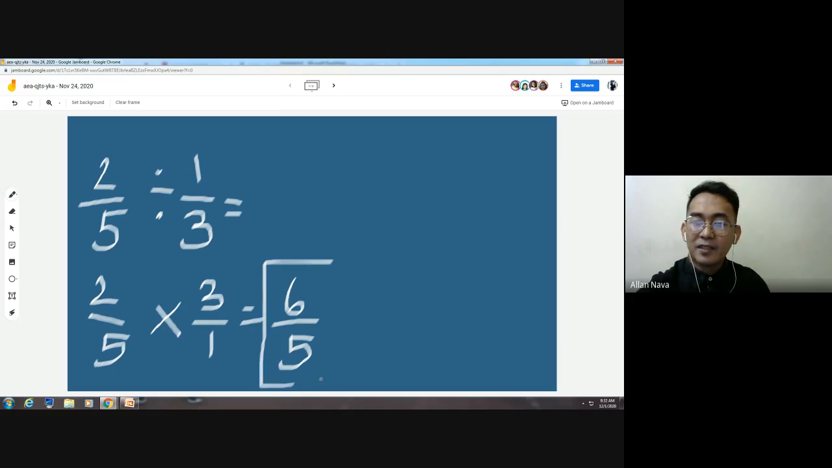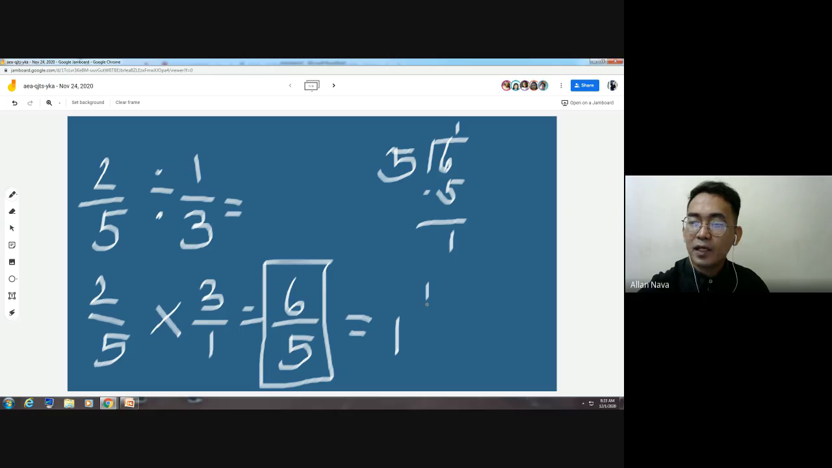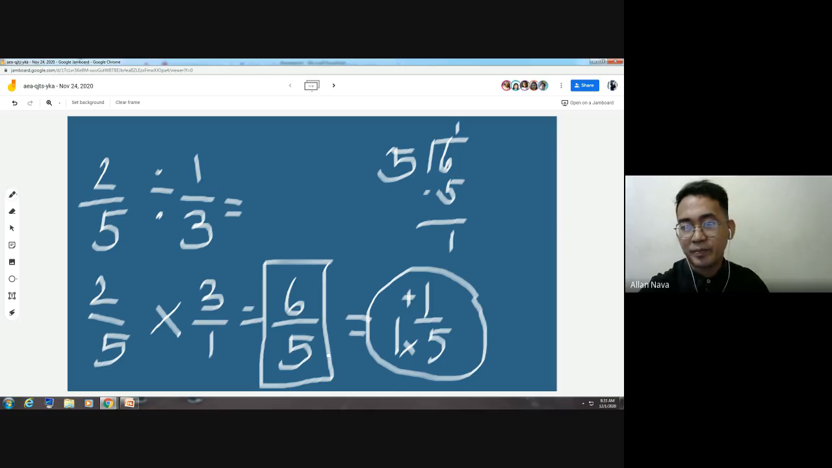There you go. The answer is improper fraction. So what are we going with this improper fraction? We'll change this to mixed number. So divide natin. So ilang 5 meron sa 6? That is 1. 1 times 5 is 5. And then 6 minus 5 is 1. So the answer is 1 and 1/5. So this is the final answer. To check, 5 times 1 is 5 plus 1, that is 6. So 6/5.